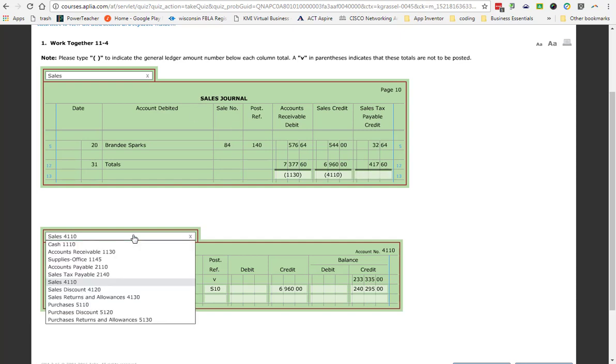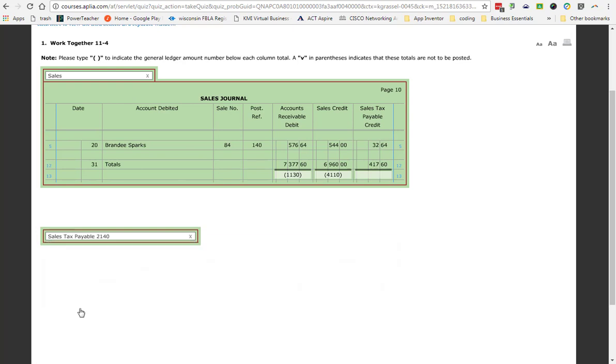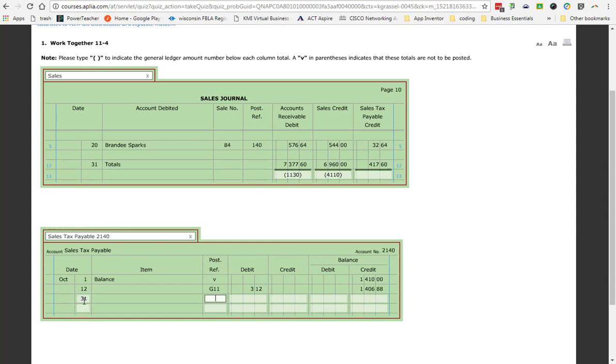The last one I'm doing from our sales journal is my sales tax payable. Date of the 31st. S10. Credit for $417.60. It previously had a credit balance, so I'm going to add those two, which gives me a new balance of $1,824.48. Account number back up underneath it in parentheses, 2140. Congratulations, you just posted your sales journal. Which journal comes next?